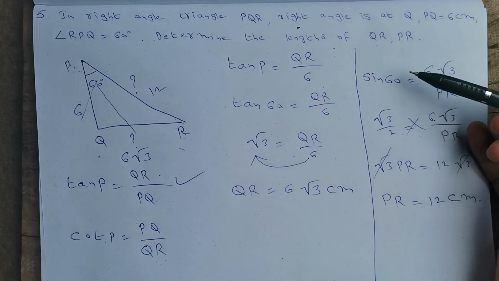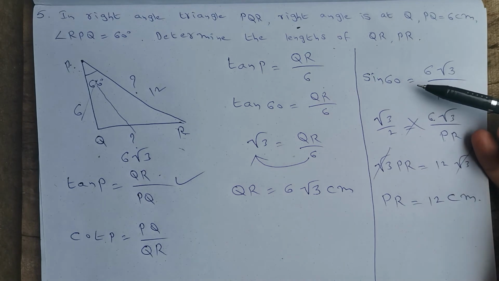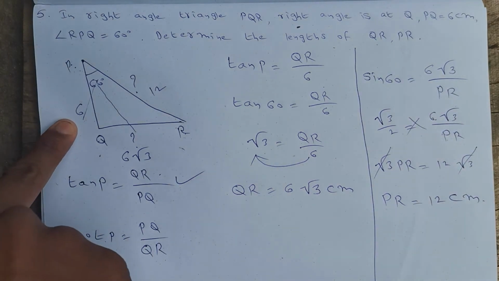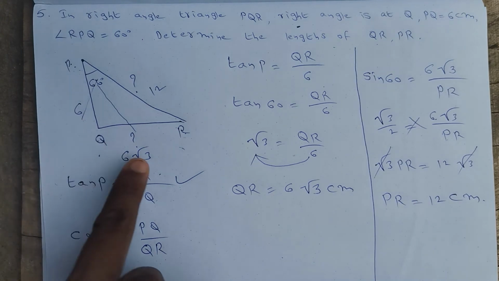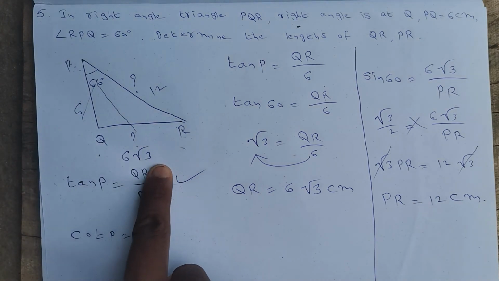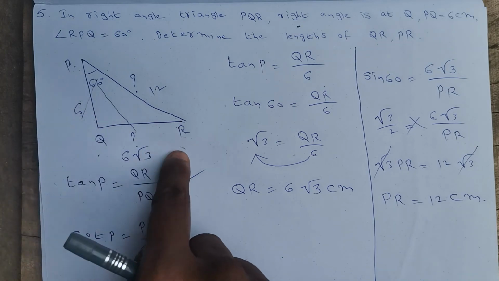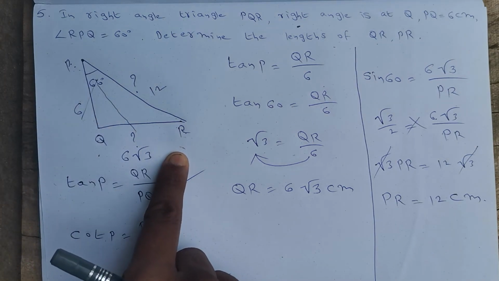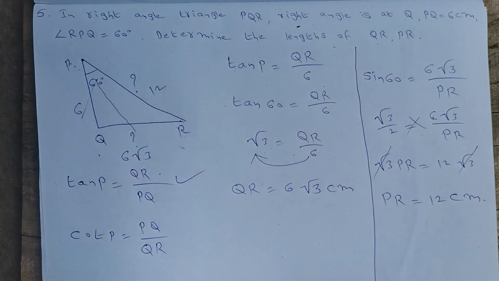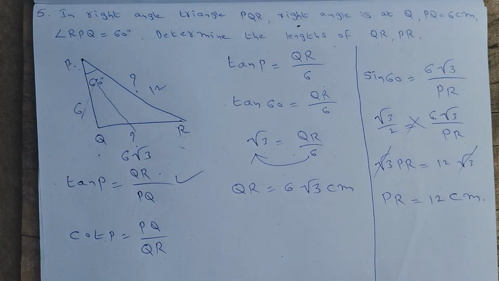Here, instead of using sine 60, we can solve it by Pythagoras theorem also, because 6 is one side and 6 root 3 is the second side. Two sides are there with us. So by using the Pythagoras theorem, we can find the third side. If you go with that also, we will get the same answer.